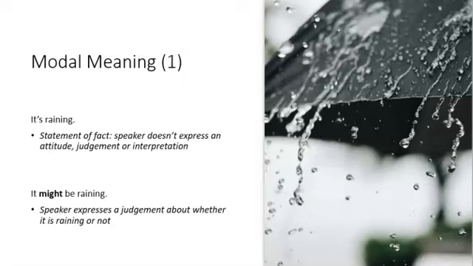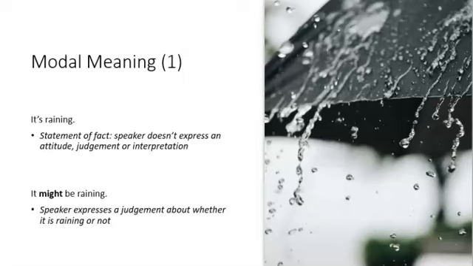Here's one example of modal meaning. Sentence 1 states, it's raining. Well, this isn't a modal. There's no modal there. It's just a statement of fact. The speaker doesn't express any attitude, judgment, or interpretation. It's just a fact. It's raining. Here we use present continuous, is raining.